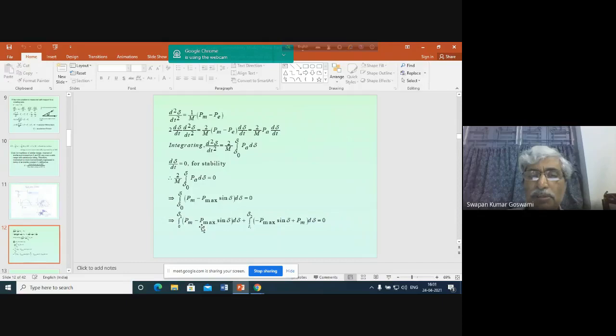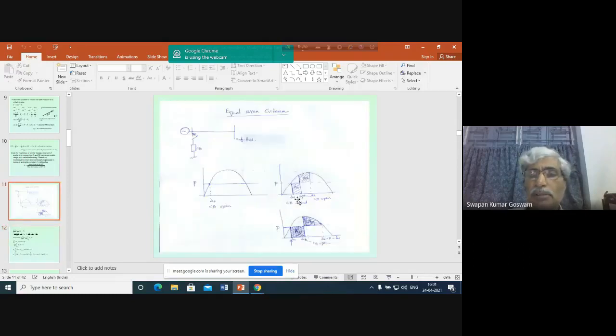Actually, we are separating this into two sections. One is from delta 0 to delta 1 and another from delta 1 to delta 2. What are these two sections? Delta 0 to delta 1, delta 1 to delta 2. So from delta 0 to delta 1, electrical power output is this one, power input is this one. So power input minus power output, because the generator is accelerating here. From delta 0 to delta 1, it is input power minus output power. From delta 1 to delta 2, it is output power minus input power.